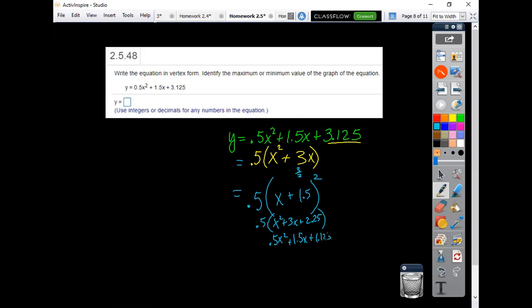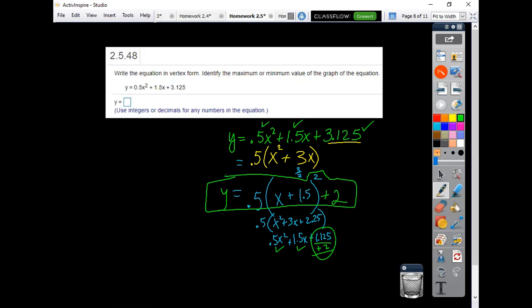Well, if you compare that to my original problem, the 0.5x squared, check. The 1.5x, check. But my last two numbers don't match. So what do I need? 1.125, and I'm supposed to have 3.125. That seems like I need 2 more. If I added 2 onto here, wouldn't I have my 3.125? These two added together now do equal what I have there. So my equation in vertex form will be right there. Remember how you get your vertex out of there, or your minimum or maximum point?